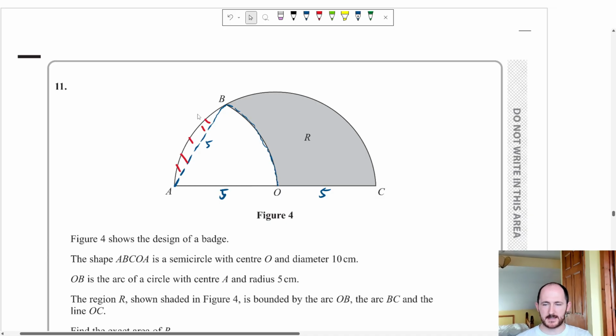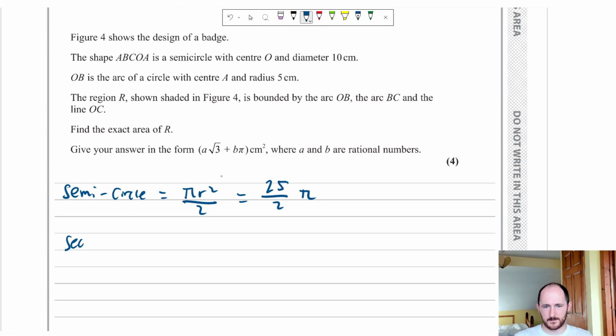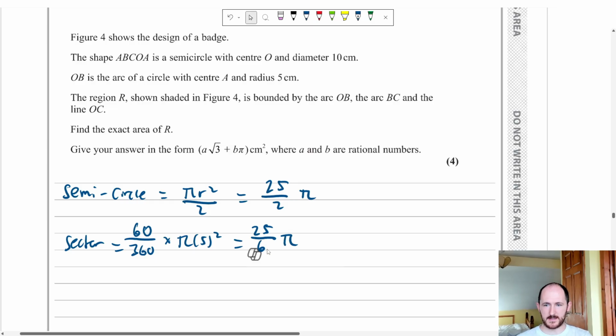Now the area of the blue sector, that's also quite easy. The only thing you have to remember is that this angle is always going to be 60 degrees, or pi over 3 radians. Would it be worth doing it in radians? It doesn't actually make a difference, it's fine. So let's do sector equals 60 over 360 times pi r squared, so pi times 5 squared. 60 over 360 is a sixth, so that's going to be 25 over 6 pi. And again, we're going to subtract these two in a second.